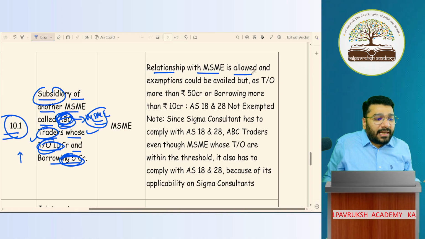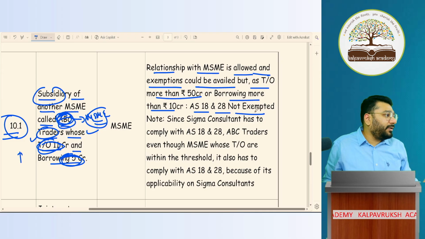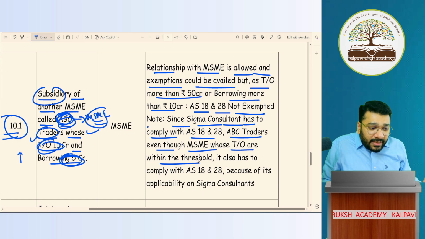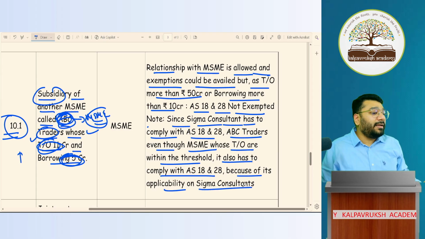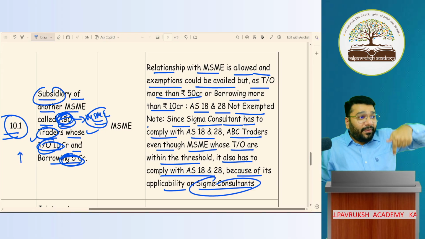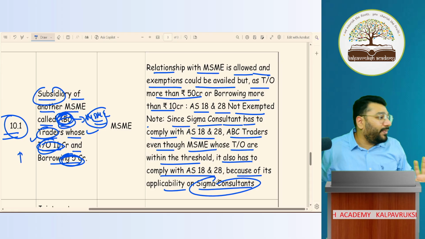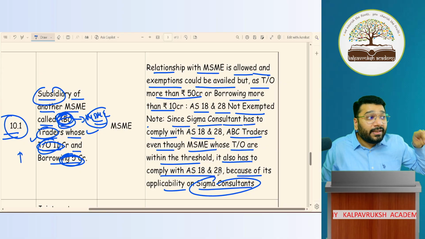Relationship with MSME is allowed and exemption could be availed, but as turnover is more than 50 crore and borrowing is more than 10 crore, 18 and 28 is not exempted. Since Sigma Consultant has to comply with 18 and 28, ABC Traders, even though MSME with turnover within threshold, still has to comply with 18 and 28 because of its applicability on Sigma Consultant. Since ABC Traders is related to Sigma Consultant, it also has to comply. Even though the turnover and everything is within control, it has to comply anyway. I'm talking about whom? ABC Traders.